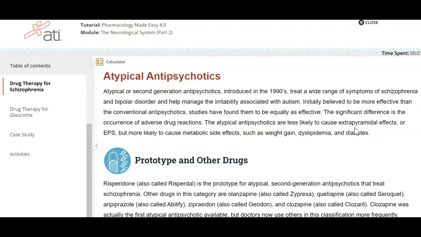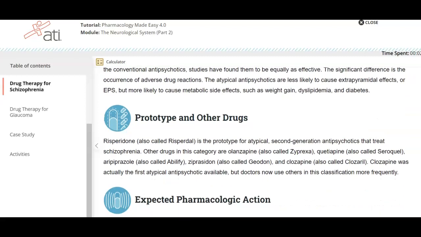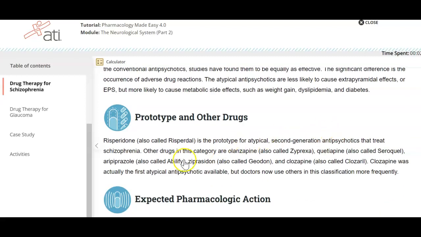tardive dyskinesia. So the prototype drug, I think risperidone, is our main prototype drug. It's the one that there's an ATI drug card on.